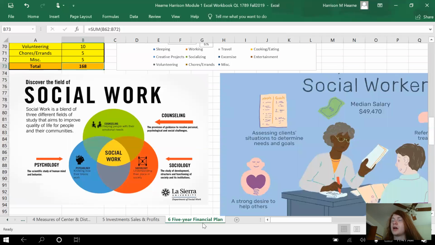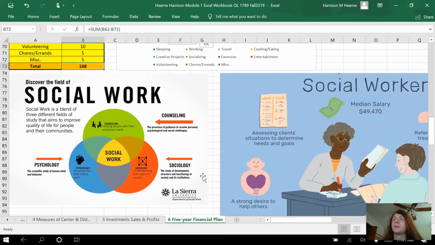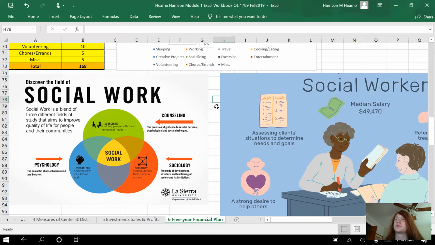Then here, I put together a few slides to talk a little bit about the field of social work, because I feel a lot of people may not know too much about the field of social work. It's a pretty broad name. It's not very specific. The first thing that a lot of people would probably think of for social workers might be child protective services workers, which are a type of social worker, but there's a ton of different types of social workers. It's a very versatile degree.